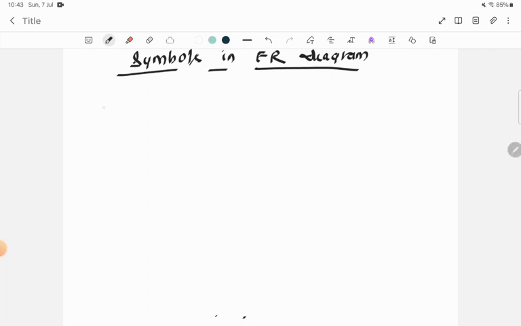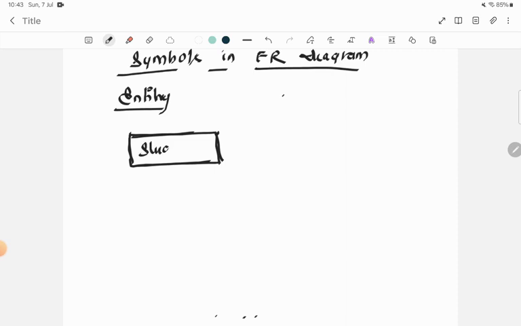So the first symbol is how to represent an entity. An entity is represented by a rectangle shape. For example, if you have a student entity, this can be represented like this: student.